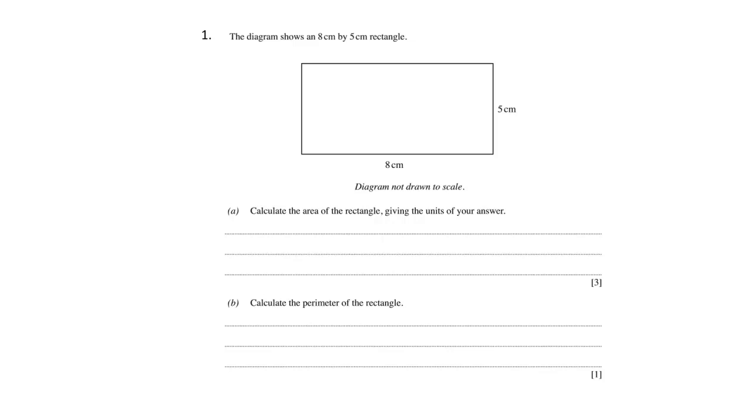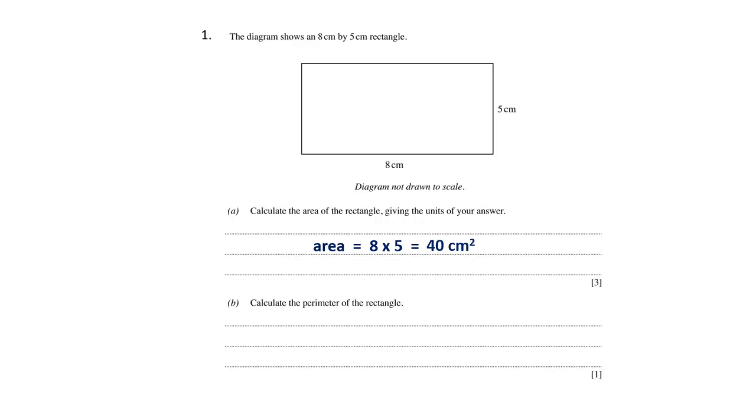Okay, so how'd you get on? So we got a rectangle here, and they want the area. Well, we know the area is the long side times the short side. 8 times 5 is 40. Notice it says giving the units of your answer. So we're going to put centimetres squared.